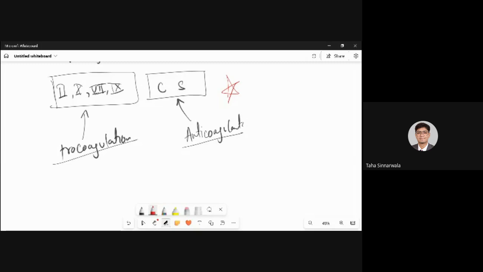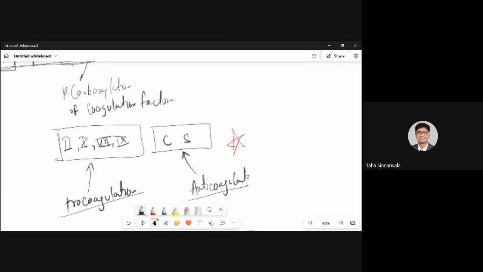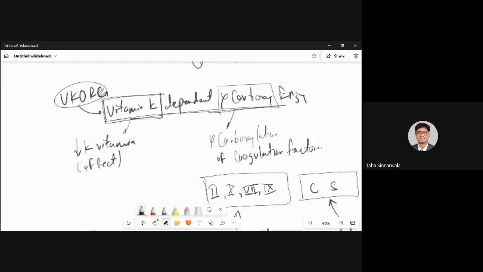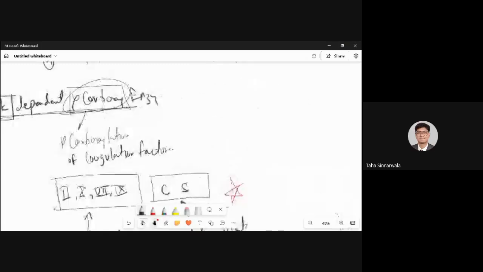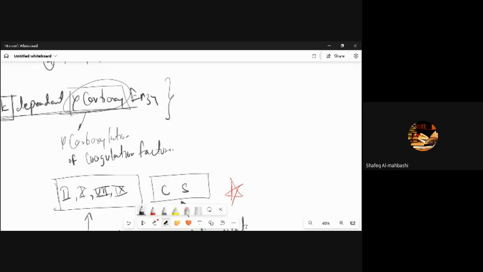Now, we said that warfarin has to inhibit a certain enzyme, which is VCOR, a vitamin K dependent enzyme, and it helps in gamma carboxylation of these coagulation factors. So how long do you think this entire process takes? Days. It takes time. As a general ballpark, it takes days.